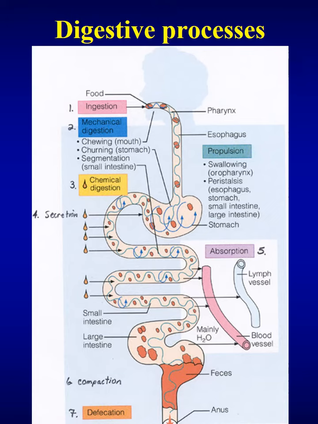We have two different stages. We have mechanical digestion, which is a physical breakdown of materials, and then chemical digestion, which uses different enzymes to break down food. Mechanical digestion is known as mastication, or the chewing of food in the oral cavity. The next step is the propulsion of food, where materials that are swallowed are moved through the GI tract.